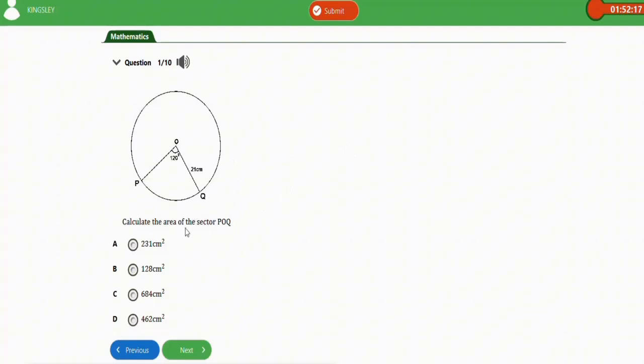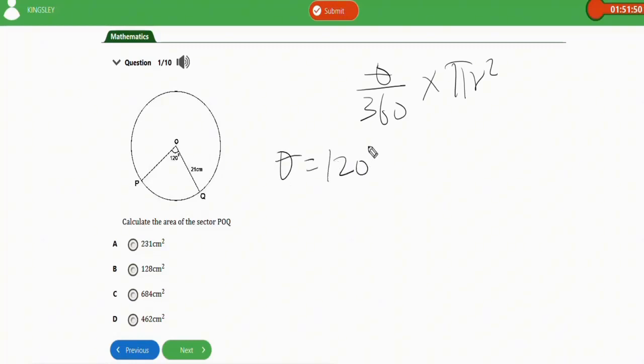So we're asked to calculate the area of the sector. This is the circle diagram and we are looking for the area of the sector. Basically, all you need is to apply the right formula for finding the area of a sector. So area of a sector is theta over 360 degrees times pi r square. In this question our theta is 120 degrees, this is the theta inside, and we have the radius to be 21 cm. So this is the radius.